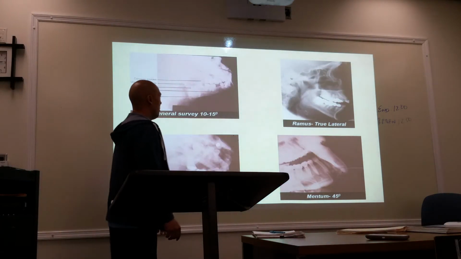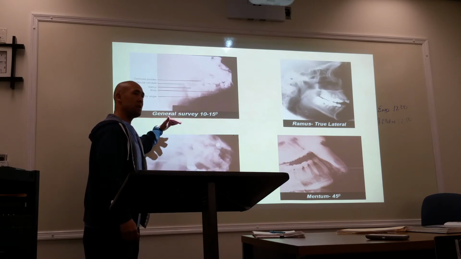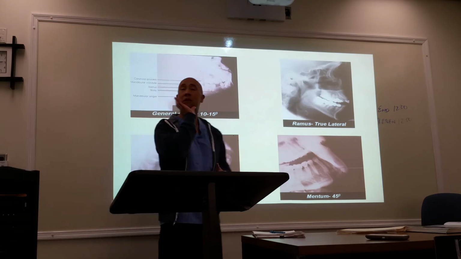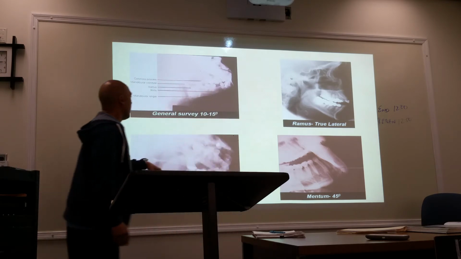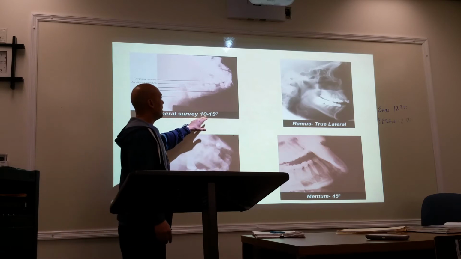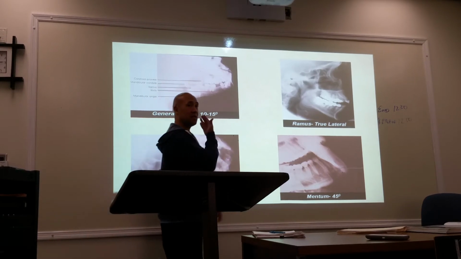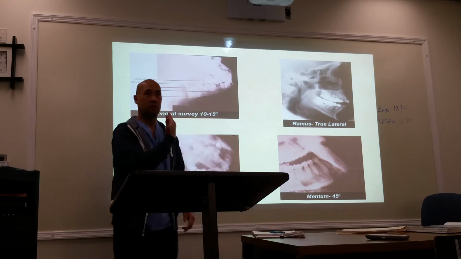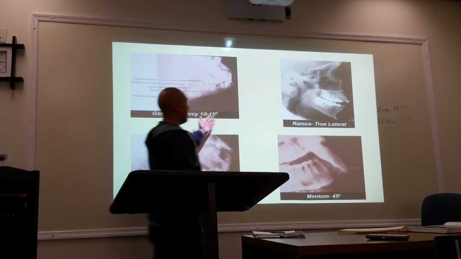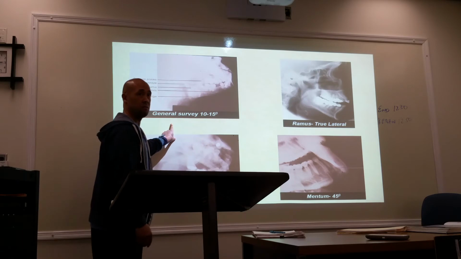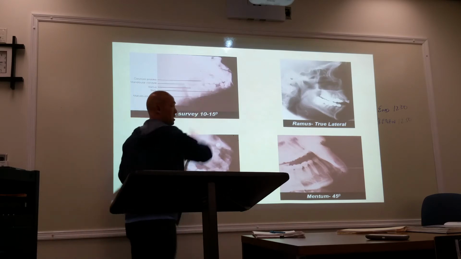Okay. So again, central ray and interpupillary line are going to form 25 degrees. Now, if I rotate the head, now I'm talking about rotation. If you rotate the head 10 to 15 degrees towards the affected side, okay, what's the affected side? The side that's closest to the IR, closest to the image receptor. So when I turn 10 to 15 degrees towards the affected side, it's going to be a general survey of the entire mandible.